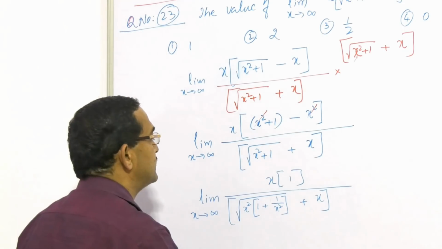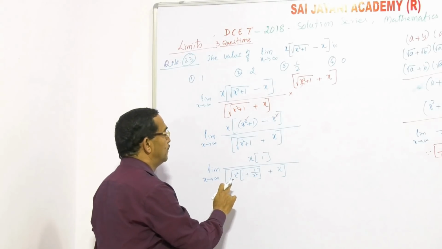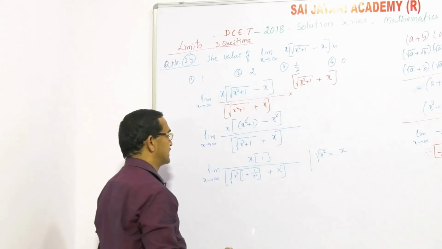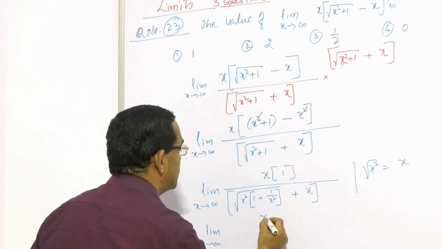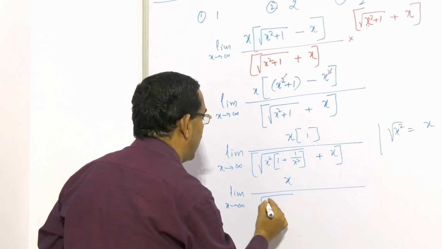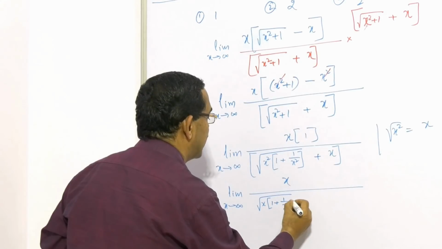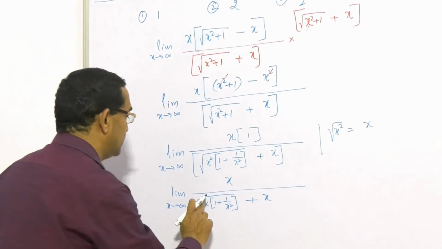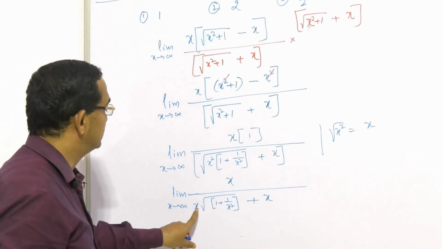Now, x into 1 is x. If I take x squared out of the root sign, what is root of x squared? As we know, if I take it outside, it becomes x, is it not? So that is limit x tends to infinity, x into 1 is x divided by, if I take x as common, x into 1 plus 1 by x squared, is it not, plus x. Now if I take this x outside, outside means outside the square root sign, that is the x now.